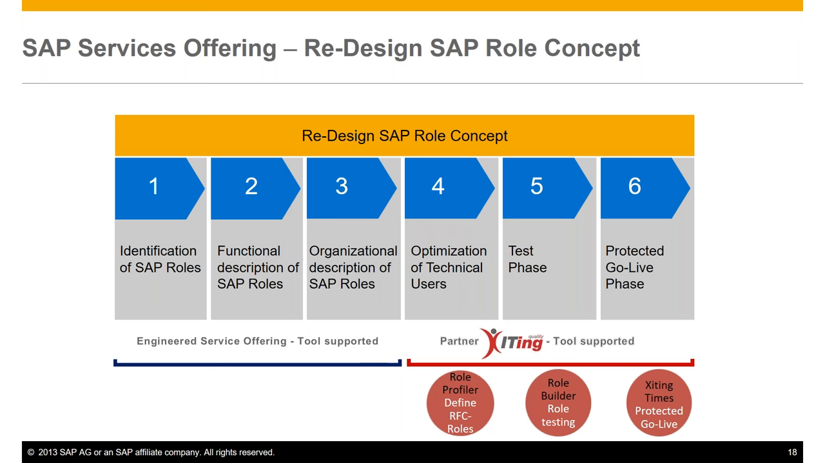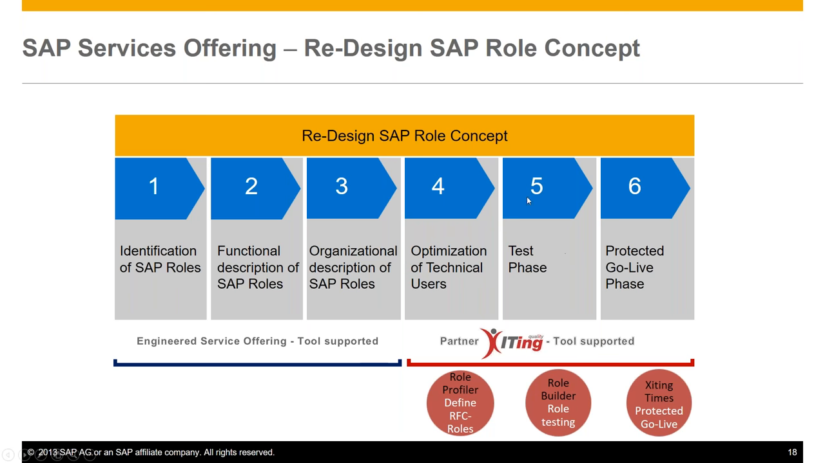So if we saw there was a certain authorization in the role, we would have a complete where-used list to see which function module is actually responsible for that authorization. And if we were to make a change to it or deactivate it, then we know which function module is going to run into problems from that.